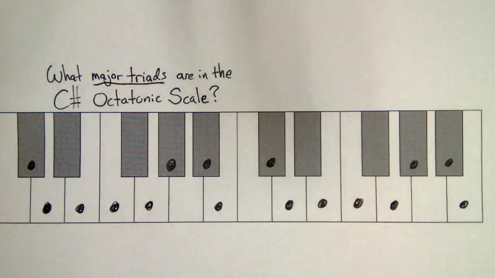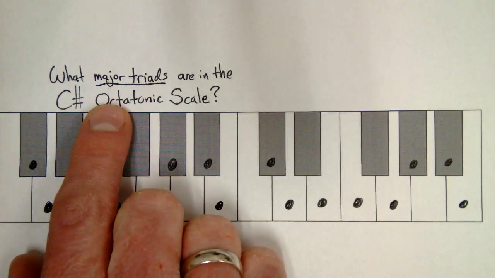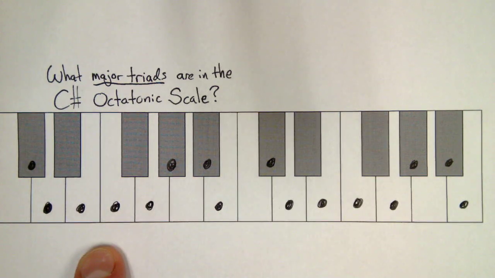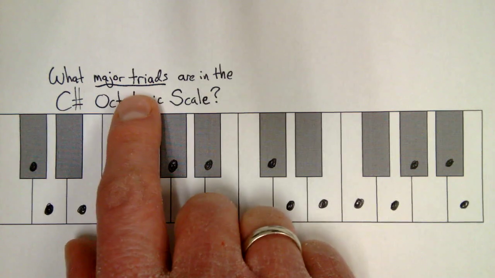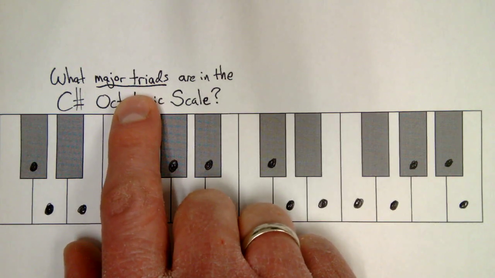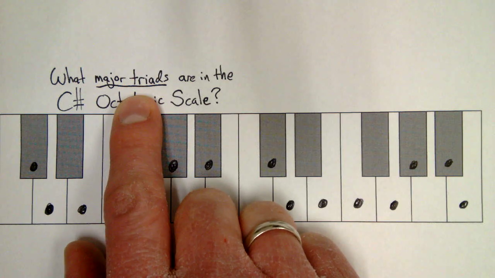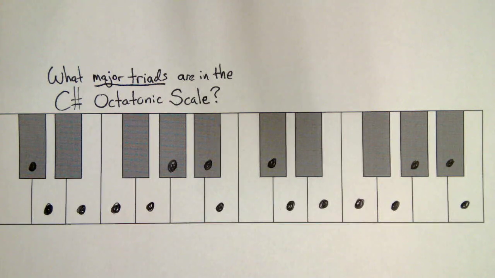This is a video that will help you figure out what major triads are in an octatonic scale. In this case, we have the C-sharp octatonic scale. You can also use this technique to figure out what minor triads are in the octatonic scale, or what major, minor, seventh chords, or really any kind of chord.